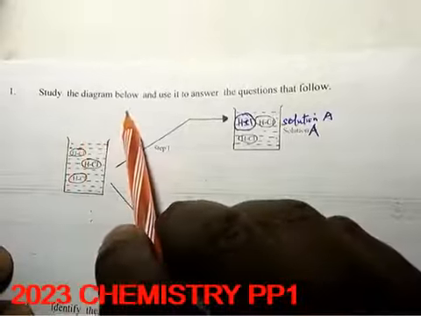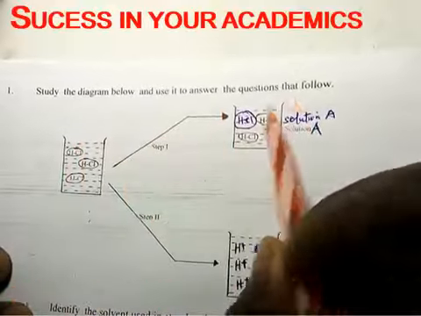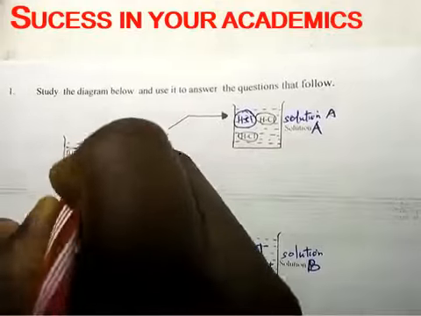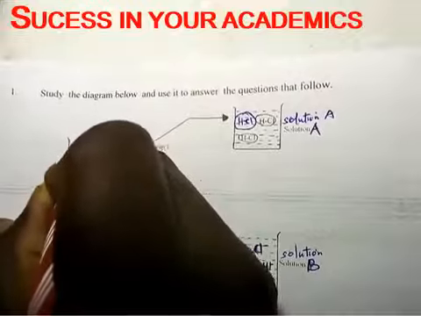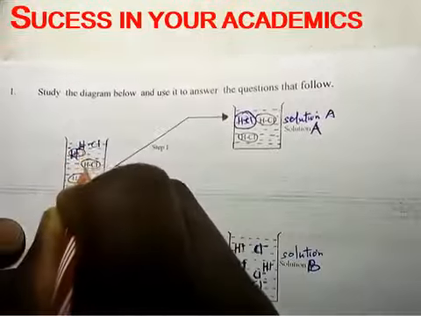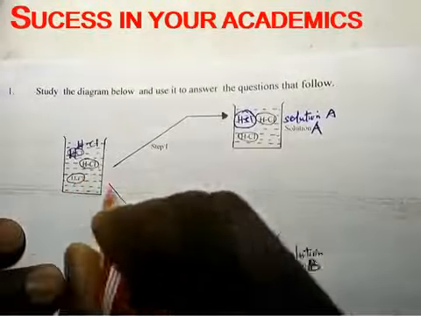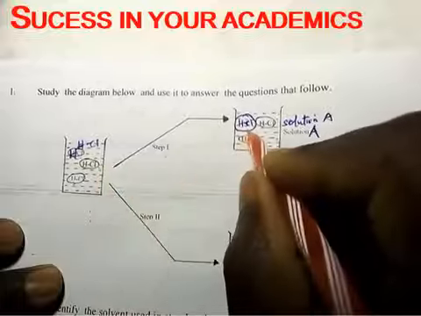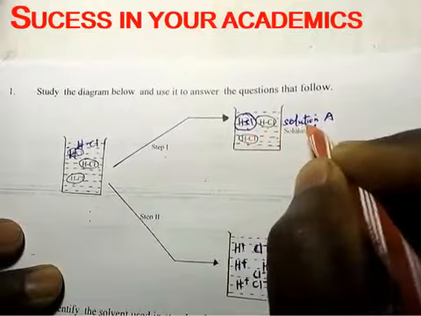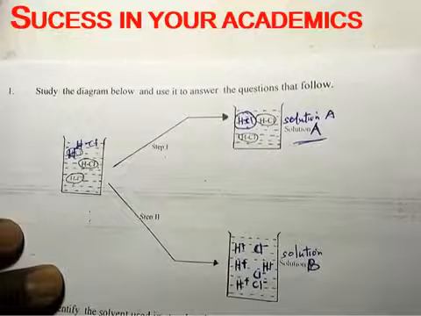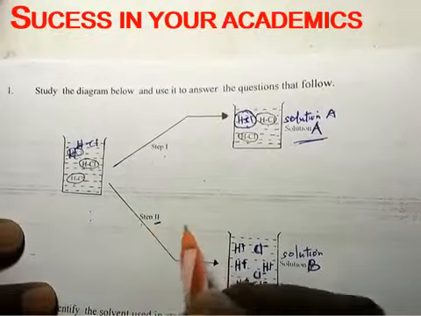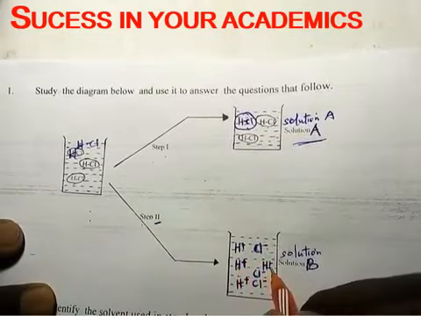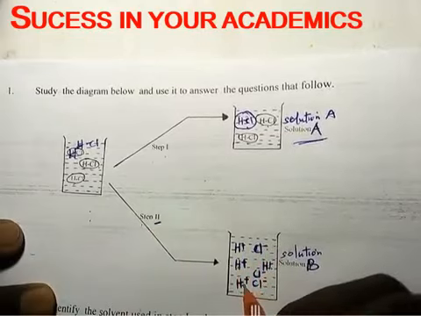Study the diagram below and use it to answer the questions that follow. So we have this diagram which contains HCl, hydrogen chloride gas, that was purpled inside here. So it has H, this is HCl, and then step 1 we have HCl, the same as this, HCl, solution A. Then we have step 2, we have hydrogen ions, chloride ions, hydrogen ion, chloride ion, hydrogen ions.